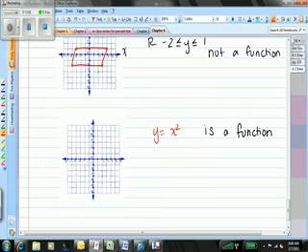Okay, let's talk about another one. So if it's x squared, you know how that U was like that? What if the U went sideways? Is that a function? I would say not. No.